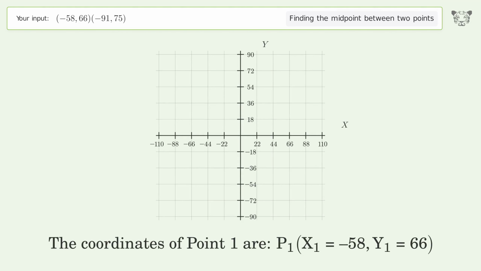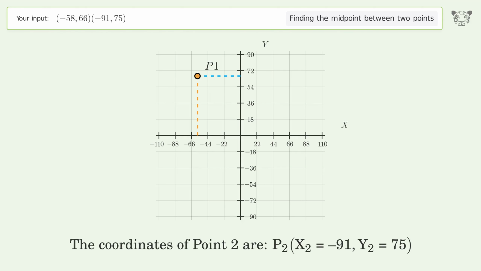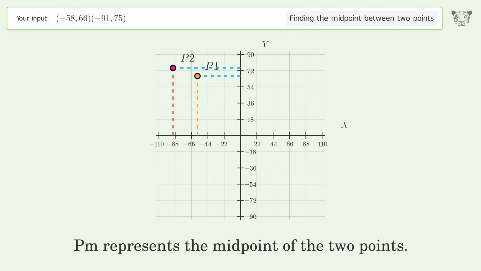The coordinates of point 1 are, x1 equals negative 58, y1 equals 66. The coordinates of point 2 are, x2 equals negative 91, y2 equals 75. PM represents the midpoint of the 2 points.